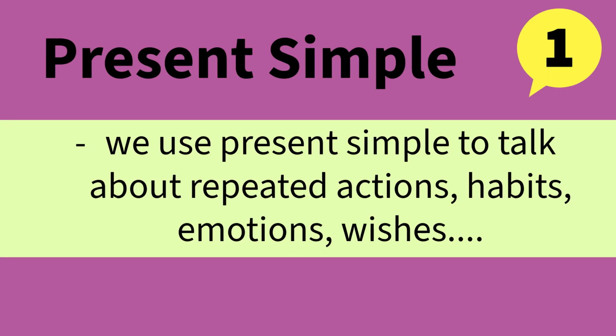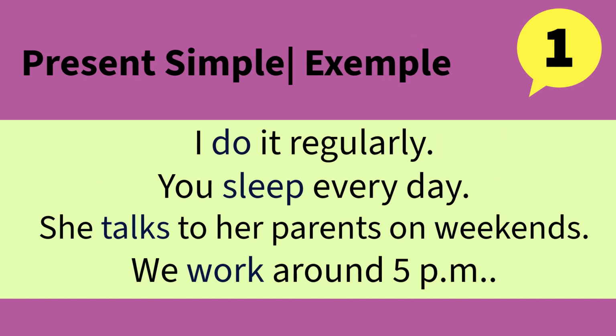Let's take a look at the present simple tense. We use present simple to talk about repeated actions, habits, emotions, or wishes. For example, I do it regularly. You sleep every day. She talks to her parents on weekends. We work around 5 p.m.